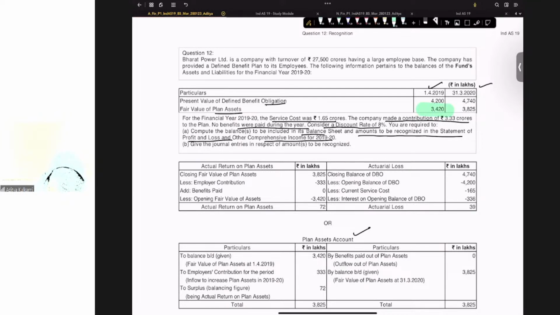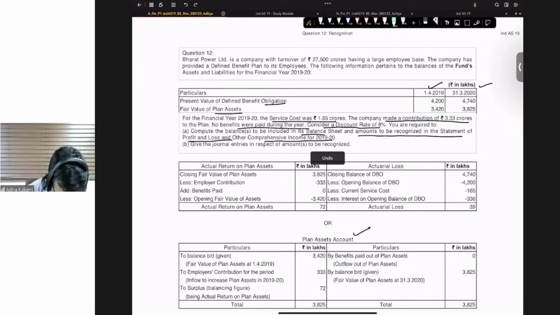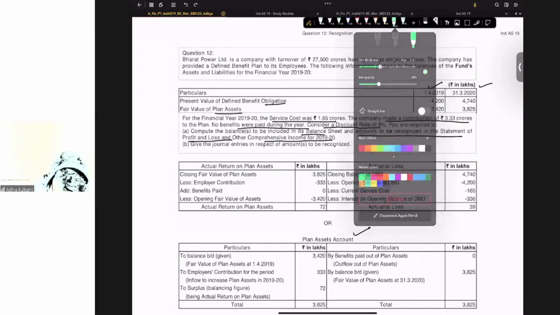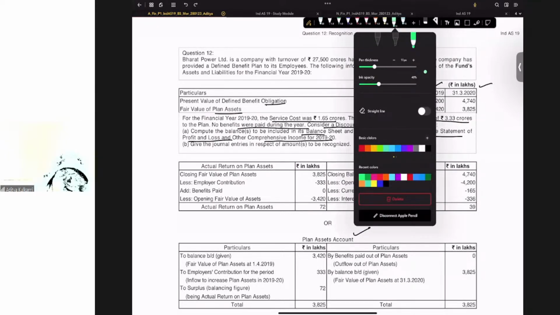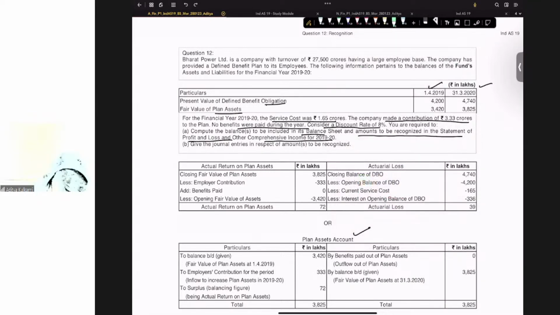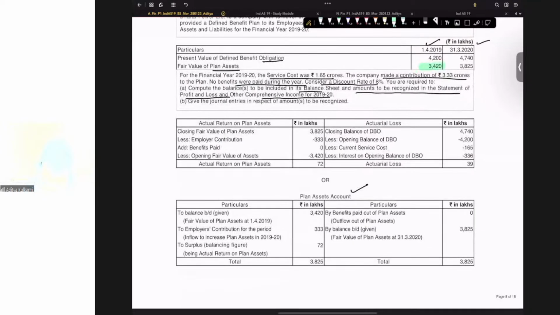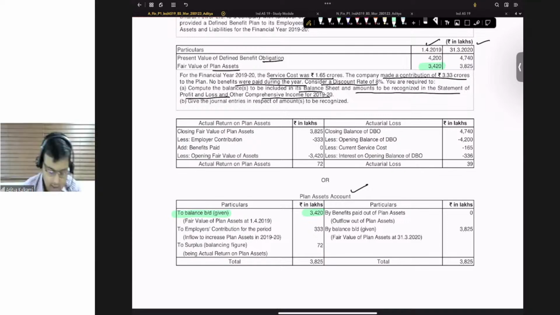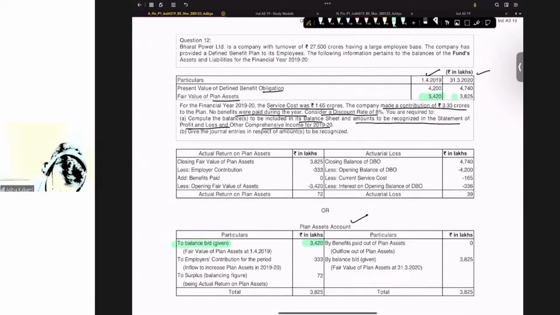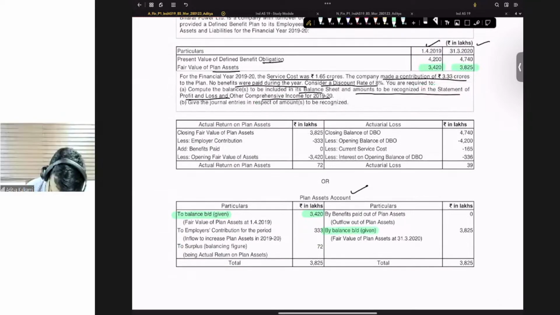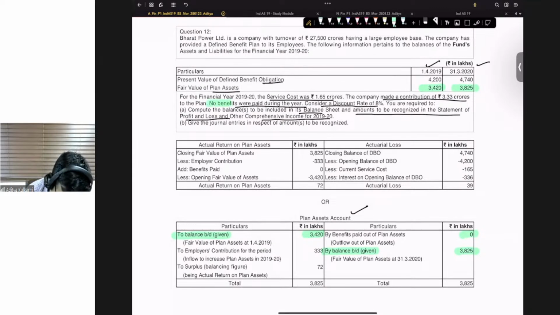So plan assets, opening balance 3,420. That is the opening balance. To balance brought forward 3,420. Coming to the next, closing balance is given, 3,825. Okay. Have you paid anything? Answer is no. They have given here, no benefits were paid during the year. So by benefits paid out, outflow out of plan assets is 0.